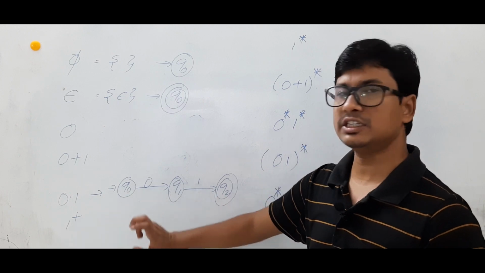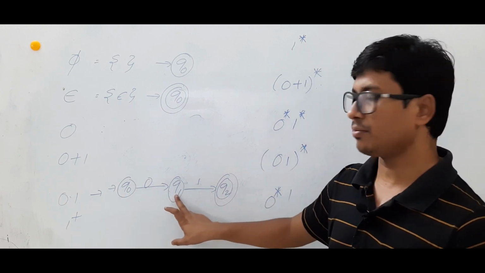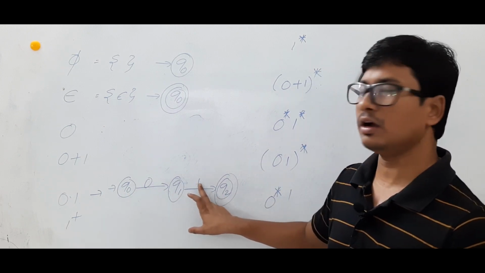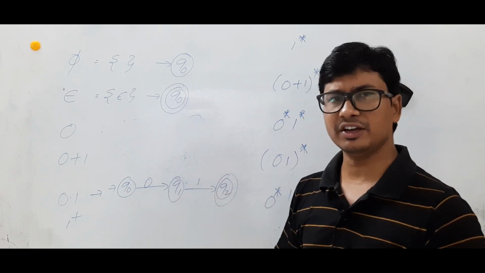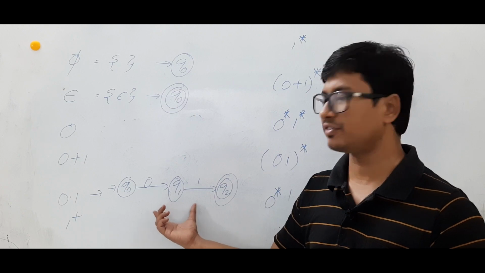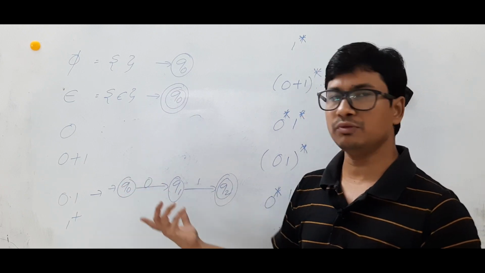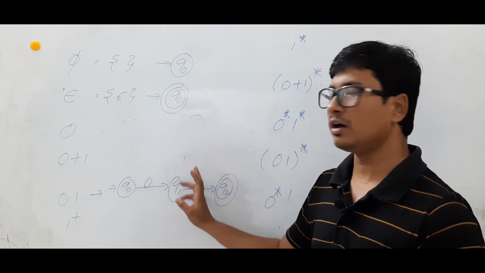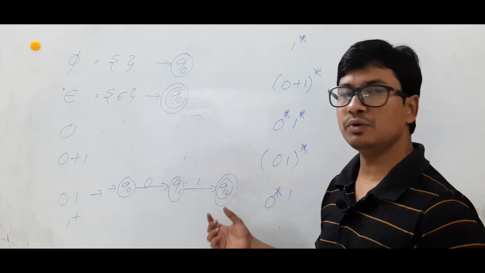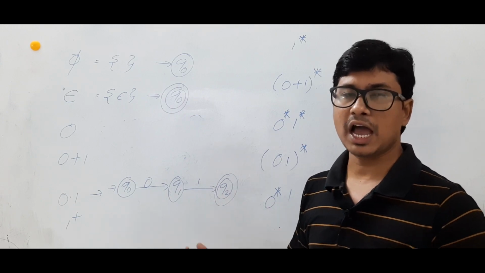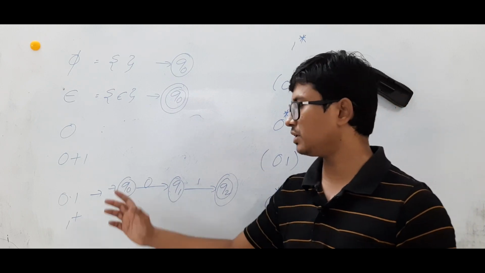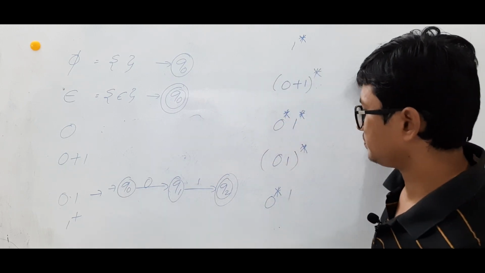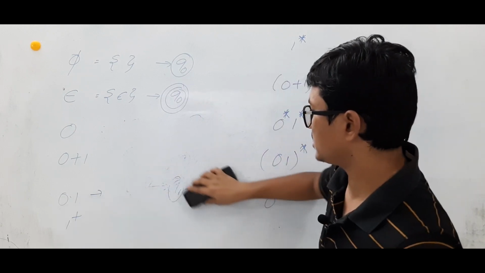So from initial state q naught on 0 you are coming to q1. From q1 on alphabet 1 you are reaching to the final state. Whether it is an NFA or DFA, it is obviously NFA, because q naught on 1 we don't have moves. From q1 on 0 we don't have moves. q2 on 0 and 1 we don't have moves. As we discussed earlier, constructing NFA is quite easy as compared to the DFA. Okay. Now we will discuss the next one.